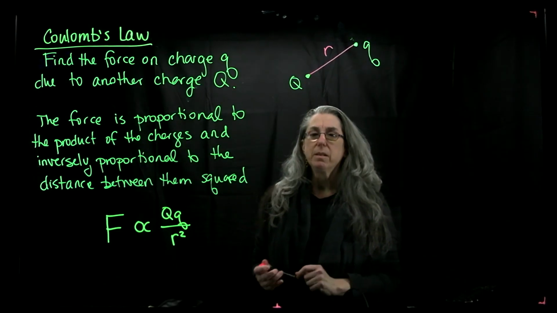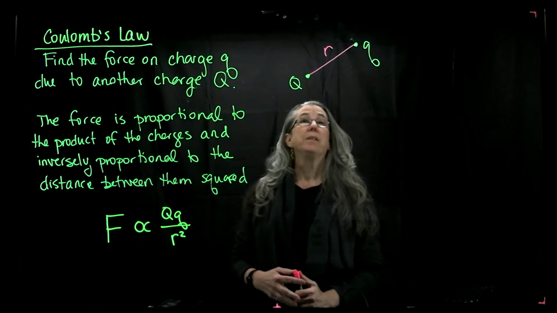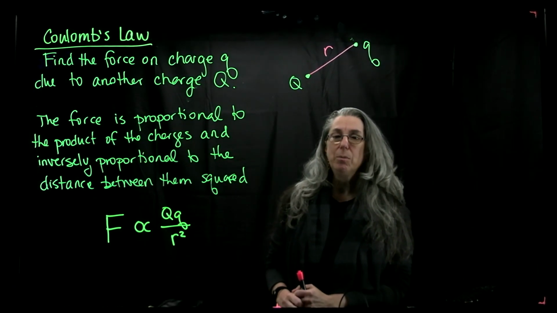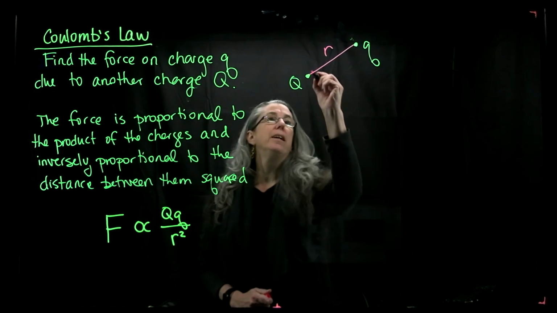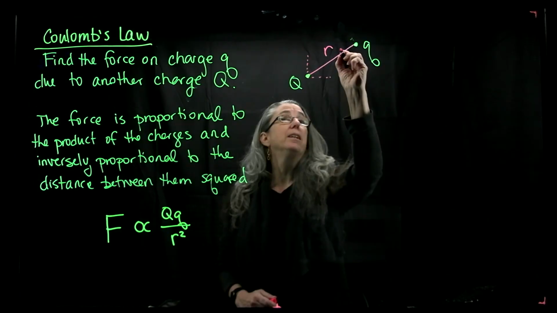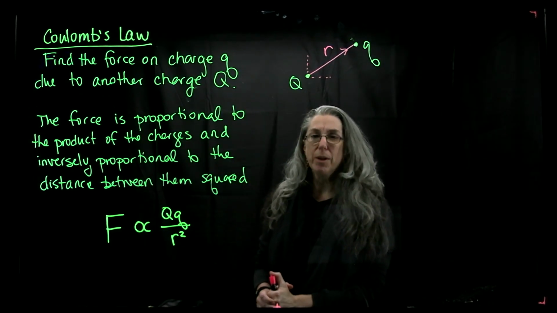And I could label the distance between them as the regular old position vector r. As long as I only have two charges, I could think of big Q being at the origin. And then it's perfectly fine to use the regular old position vector r for that, and it would go from big Q to little q, in this case, if we're finding the force on little q.